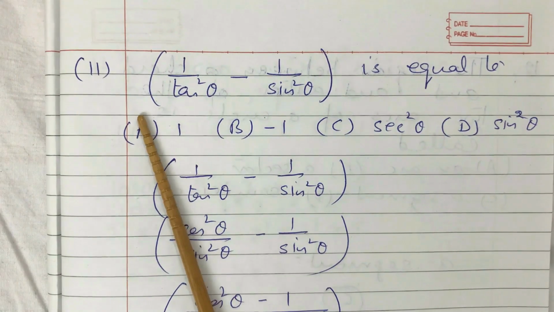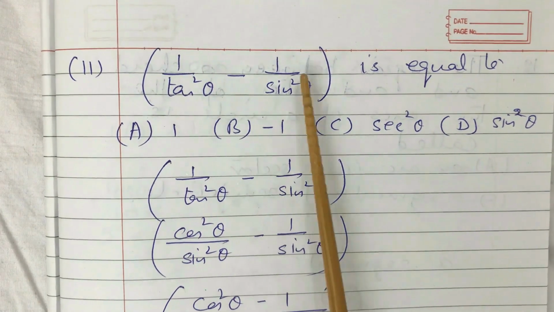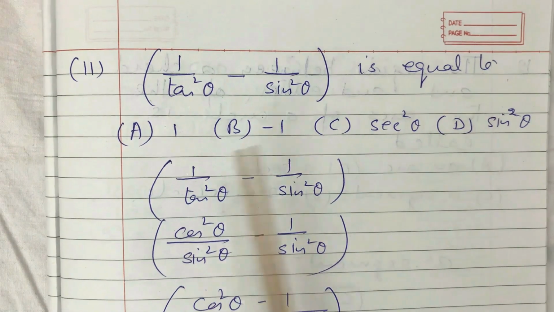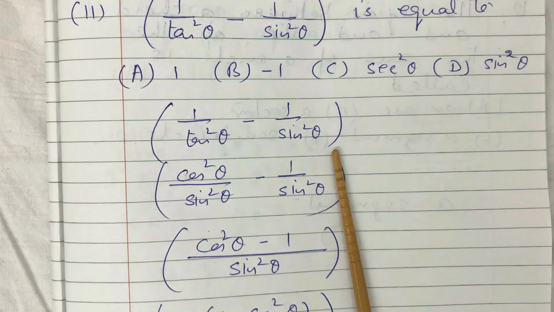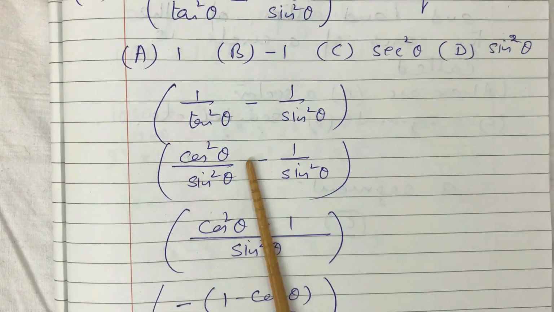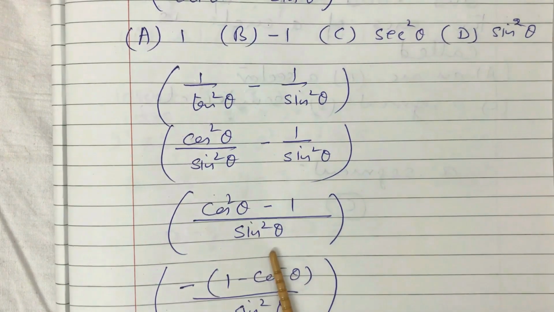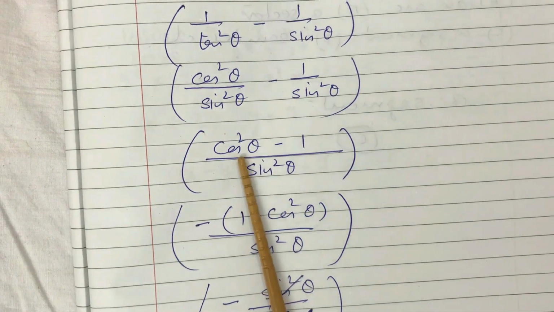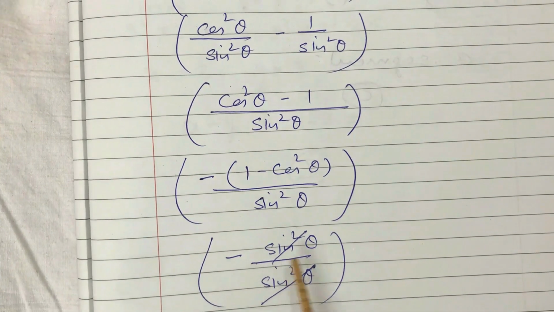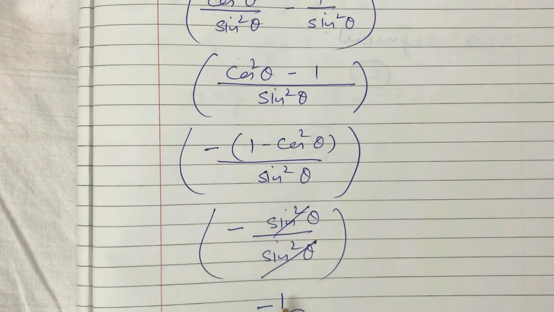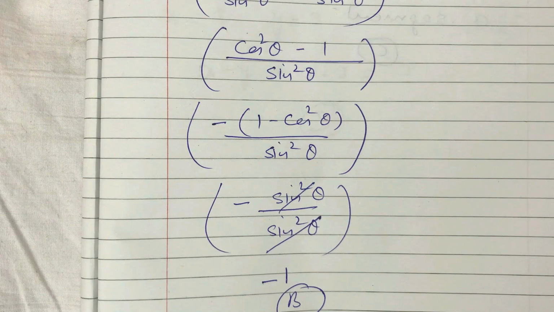Now the 11th question. 1 over tan square theta minus 1 over sin square theta is equal to, there are 4 options. Now 1 over tan square theta minus 1 over sin square theta can be written as cos square theta upon sin square theta minus 1 over sin square theta. Then take the LCM. Then it can be written as minus common 1 minus cos square theta, and this is minus sin square theta upon sin square theta. This is minus 1. So B is the option.